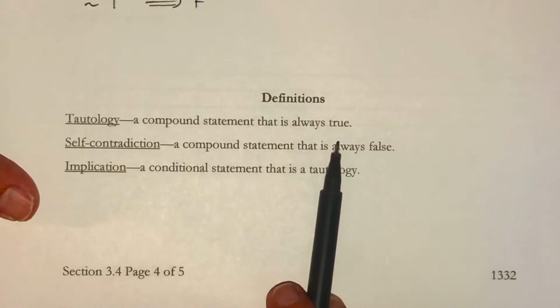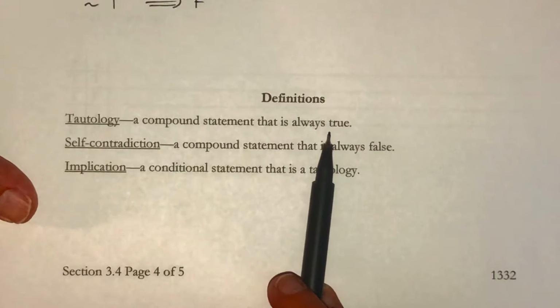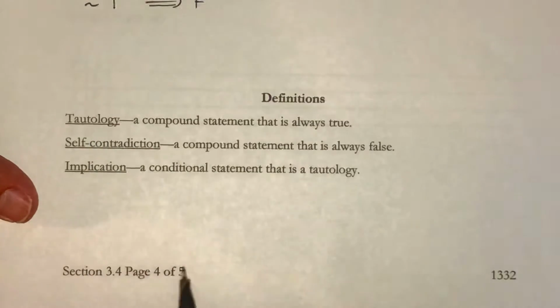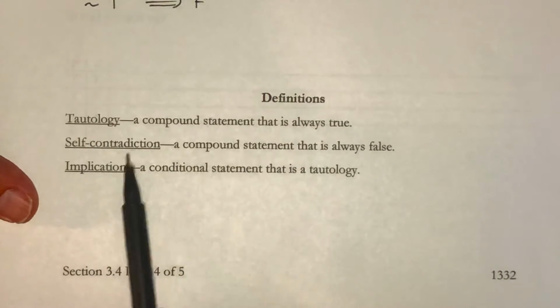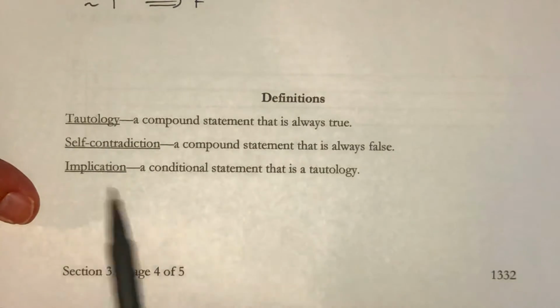It's absolutely always true, never ever going to be false. Doesn't matter what truth values our statements are, our statement's going to be true. It's a tautology. A self-contradiction is a compound statement that is always false. So if it's never going to be true, no matter the truth values of our statements, it is a self-contradiction.